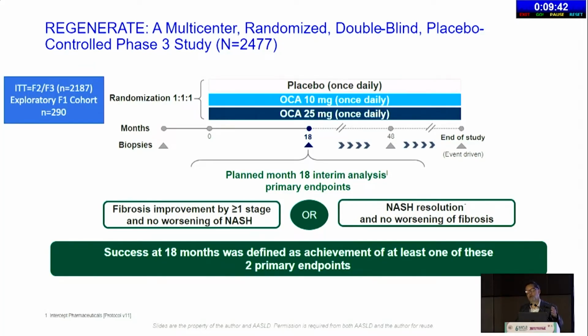And I will leapfrog over all the early phase studies like the FLINT trial, et cetera, to the REGENERATE trial that we published a couple of years ago. This is a phase 3 and the largest NASH treatment program currently worldwide. It's a 3-arm study: placebo, 10 milligrams and 25 milligrams of obeticholic acid. And you get a biopsy at the beginning.